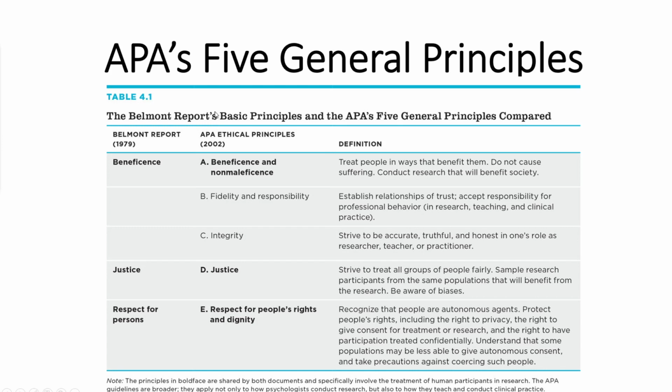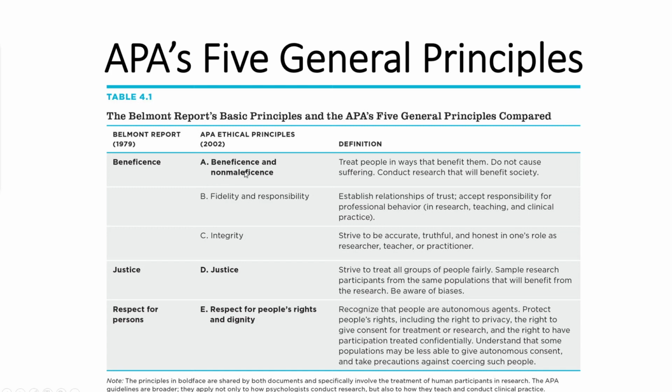And so we're going to look at their basic principles and the 5 general principles. So comparing our Belmont Report 3 basic principles and then APA's 5 general principles. And you'll find there's quite a bit of overlap here. So beneficence, which was in the Belmont Report, shows up in our APA principles here as well.